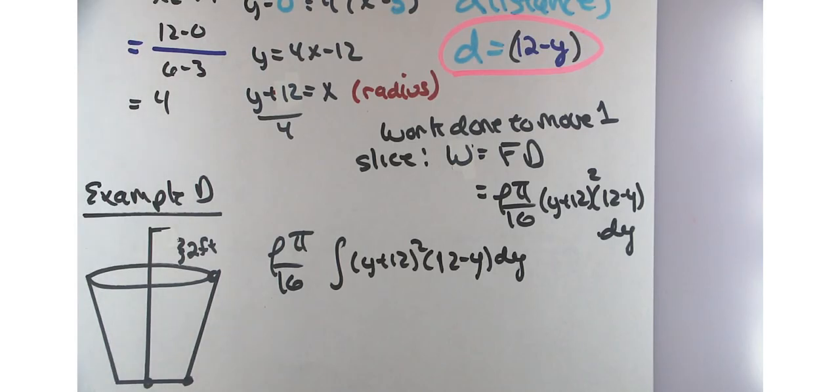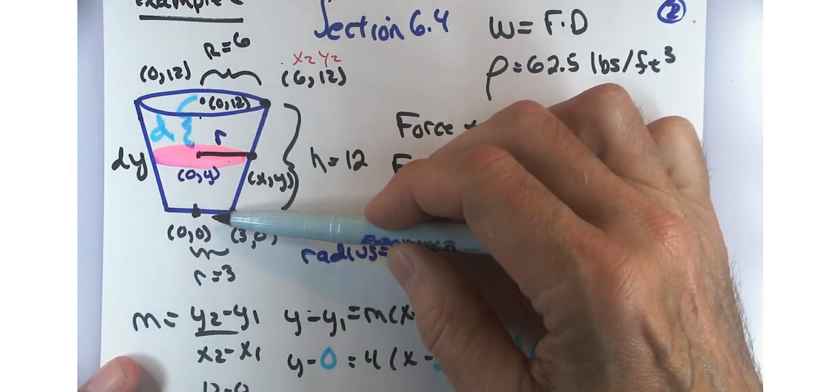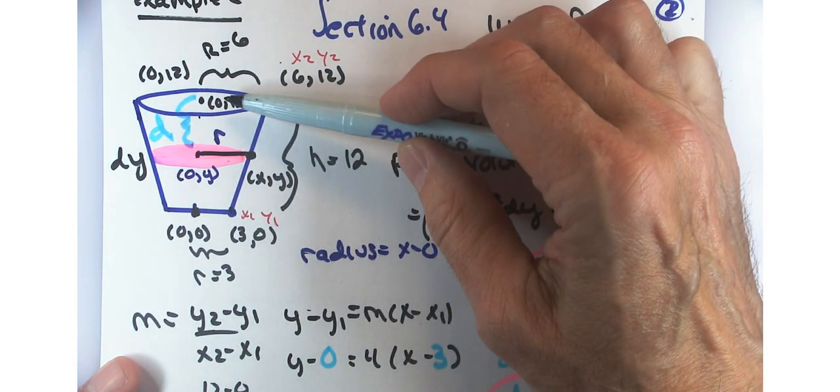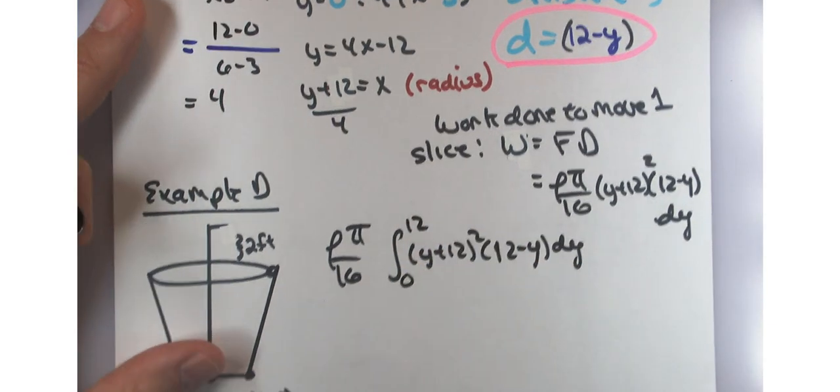What are our limits of integration? Where is this going to be integrated from and to? Yeah, 0 to 12. The lowest that you can take this slice is 0. The highest that you can take this slice and still be in this tank is 12. So 0 to 12. Nice.